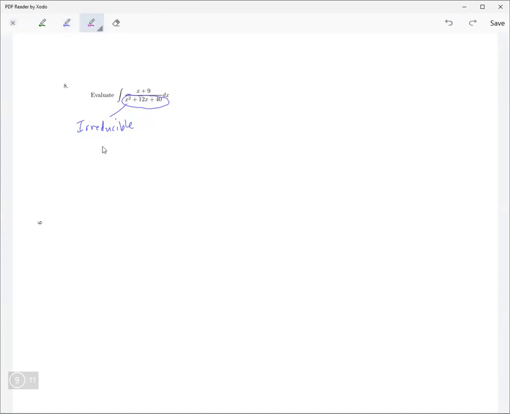Anybody have any ideas? What would you like to change the numerator to? If you could change it to something, what would you like here? It would make it really easy to integrate.